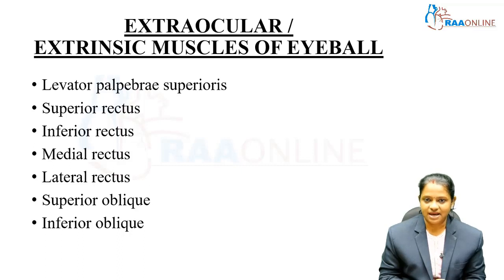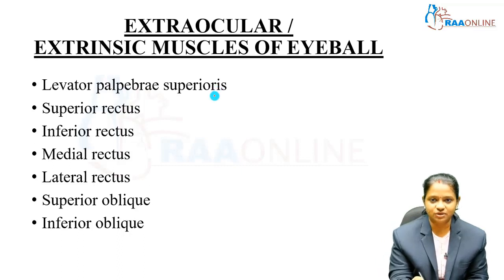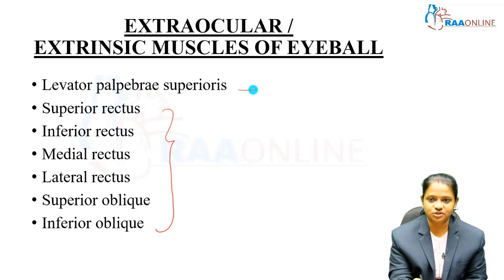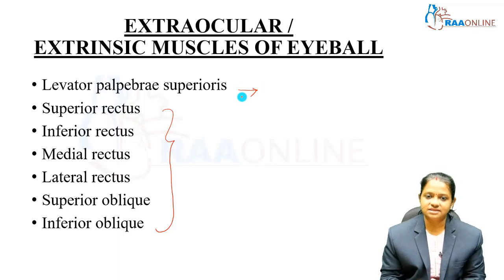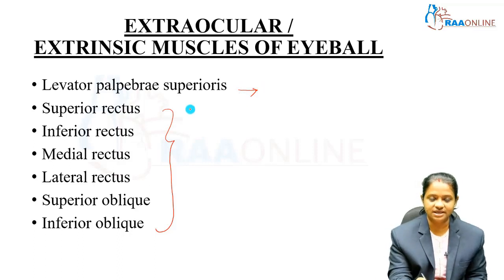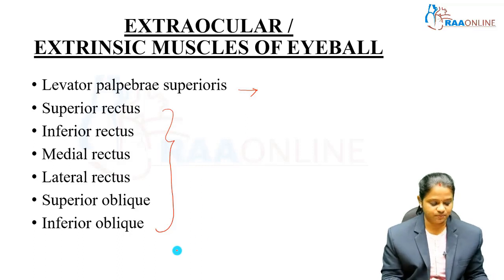They are the levator palpebrae superioris, superior rectus, inferior rectus, medial rectus, lateral rectus, superior oblique, and inferior oblique. Among these, except levator palpebrae superioris, the other muscles regulate the movements of the eyeball. The levator palpebrae superioris elevates the upper eyelid. So we are going to concentrate on these muscles first and then the levator palpebrae superioris.